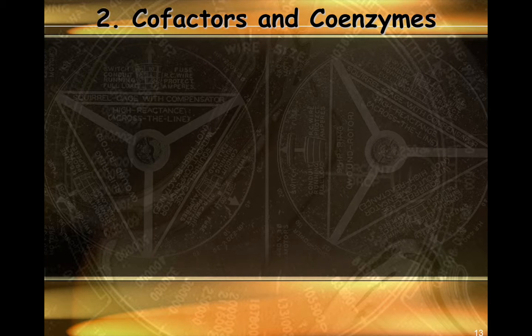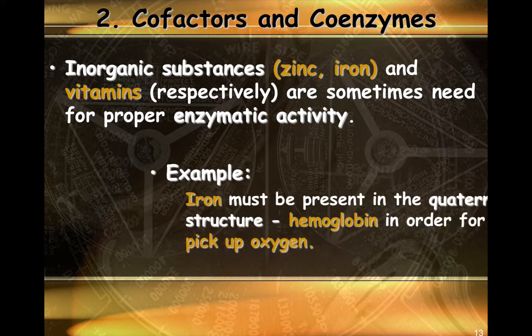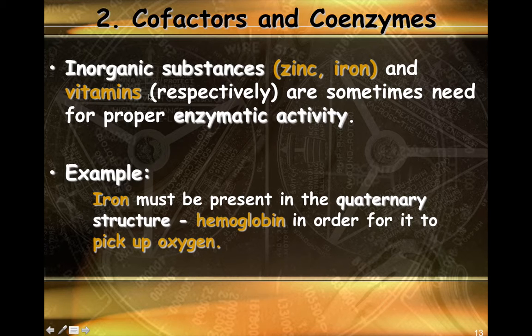If you ever wondered what vitamins do for your body, obviously it helps you keep healthy, right? Well, specifically, what does it do? This is what vitamins do. Vitamins help enzymes function. Cofactors are inorganic substances, which means they don't contain carbon at all, like zinc and iron, two primary examples of cofactors. And then coenzymes are like vitamins. They have carbon in them. Both of these help the enzyme work properly.